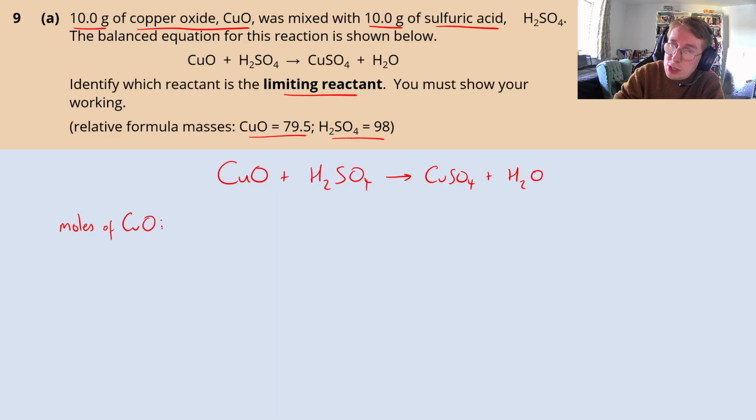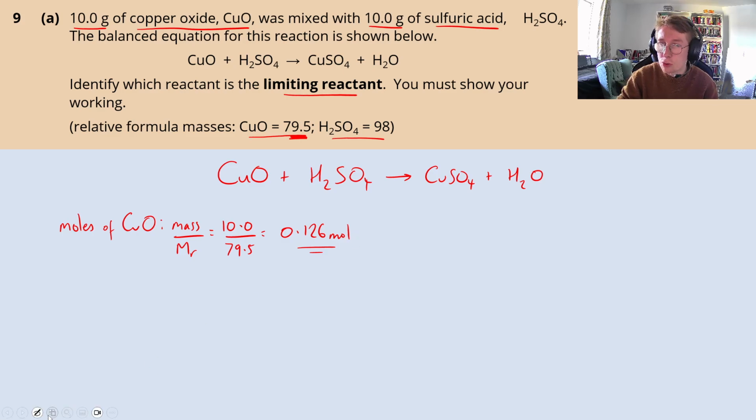So the moles of copper oxide, we've said already that to find moles we do the mass divided by the relative formula mass, and the mass in the question is 10.0 and the relative formula mass, which is given to us just here, is 79.5. Now we do that calculation and we get an answer of 0.126 moles. Now that number is going to be crucial. Okay, and I'm going to write this in a different colour underneath my balanced equation, because I've got 0.126 moles of copper oxide.